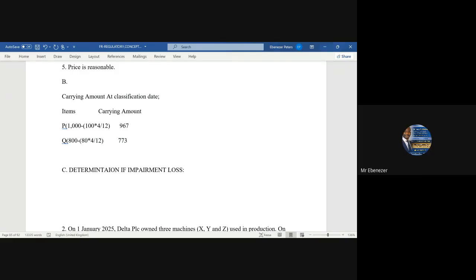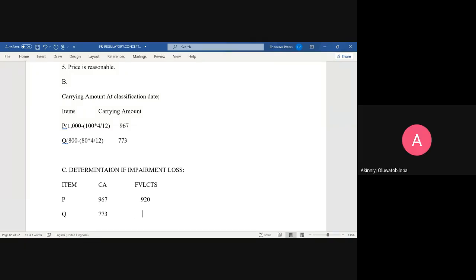So now, determination of impairment loss. We already have the current amount, and then we'll compare with the fair value. So let's say we have the item, then we have the current amount here, and then we have fair value less cost to sell. So we have P, and then we have Q. The current amount of P is 967. Current amount of Q is 773. The fair value less cost to sell is what? P is 920. Then for Q is what? 760. Is there any impairment here?